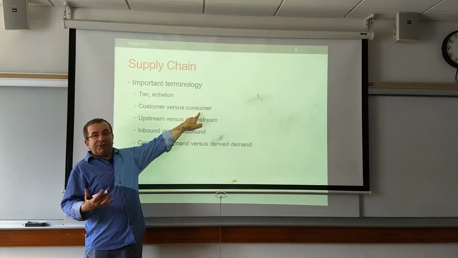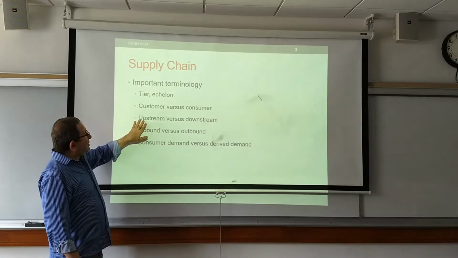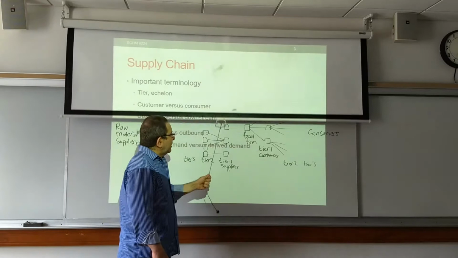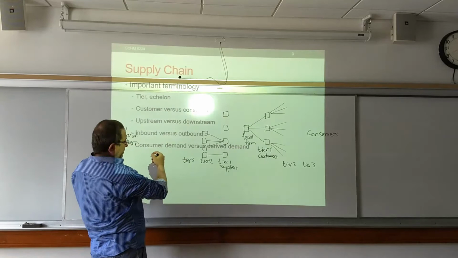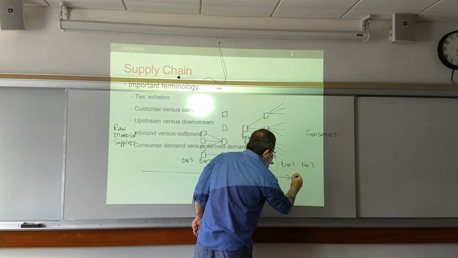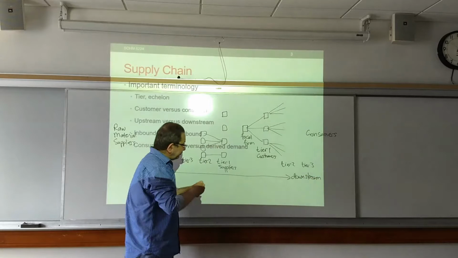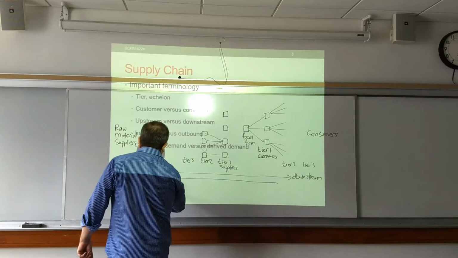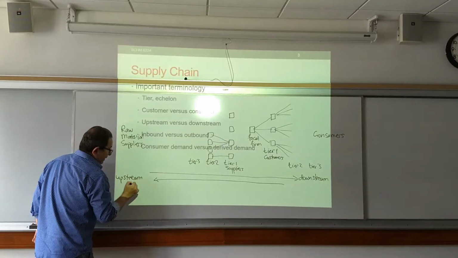And when the customer is an individual, then we call them consumer. So in the supply chain, we have two directions. Let me draw this direction here. This direction is called downstream. When you move closer to the consumers, this direction is downstream. The opposite direction is upstream.